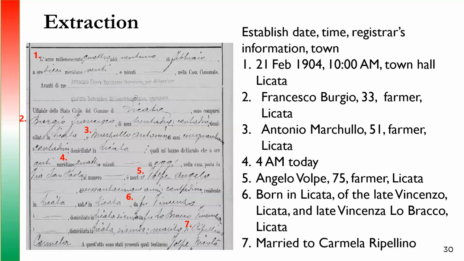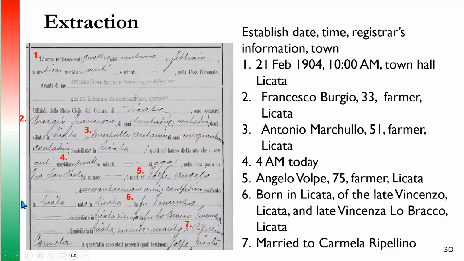So now we have 2 people came into the registration's office, Francesco Bergio and Antonio Marciullo. Again, how old are they? What do they do for a living? Where do they live? So that's the information you're going to see on 2 and on 3. Okay, that's what's handwritten today. And then they both live in Licata. Okay, so then we get to the information about Angelo's death. 4 a.m. today. So it is the same day as the registration at 4 o'clock in the morning.